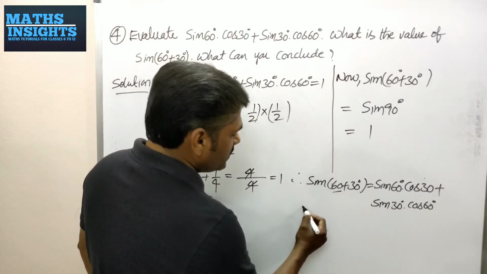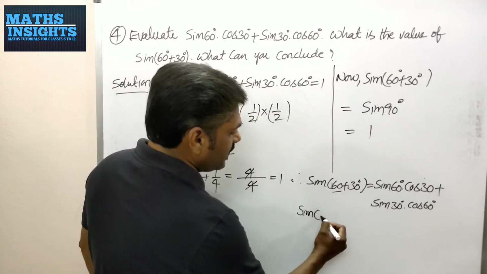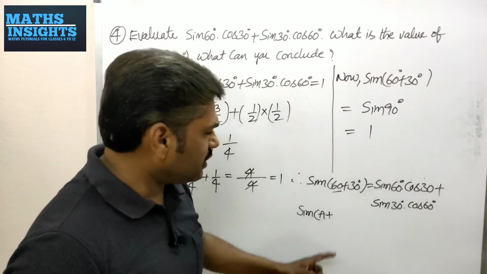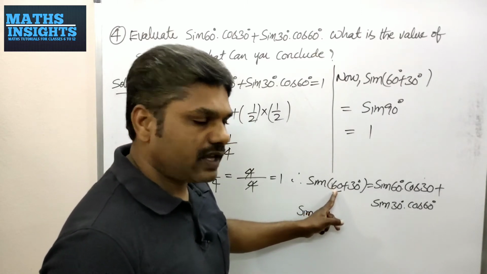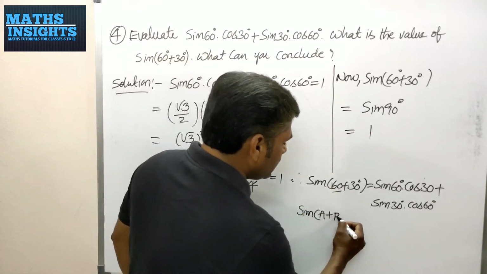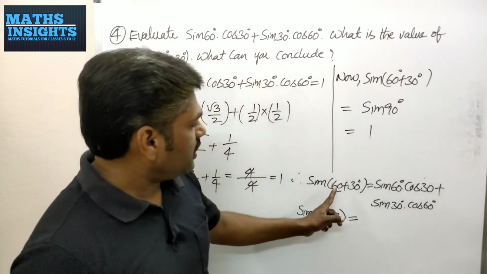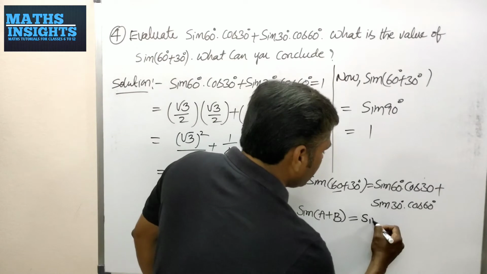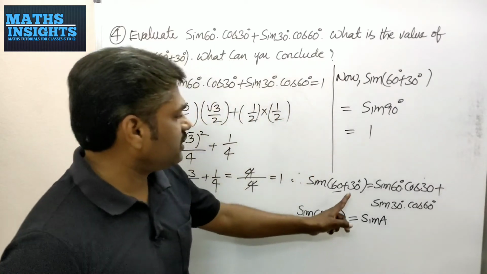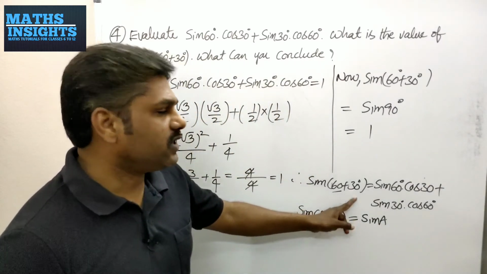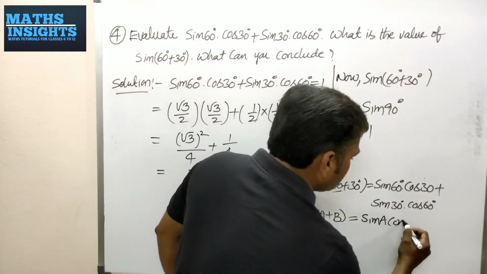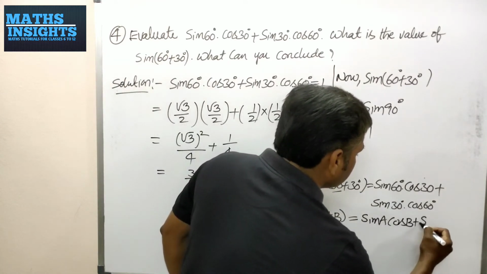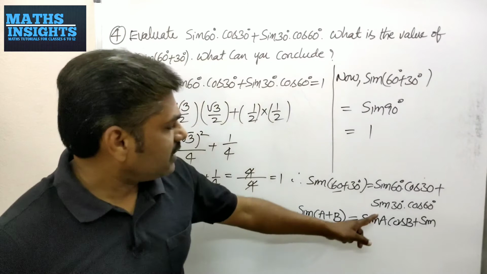Suppose I am giving some name for this angle as A. Wherever 60 is there, you have to put A, that means sine A. And 30, I am naming it as B, therefore cos B, plus sine, here 30.